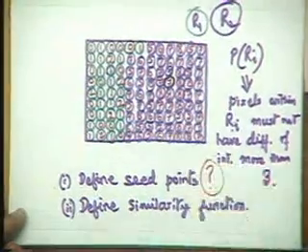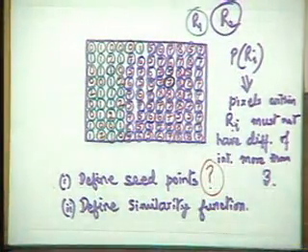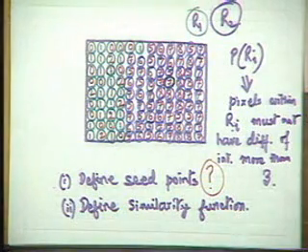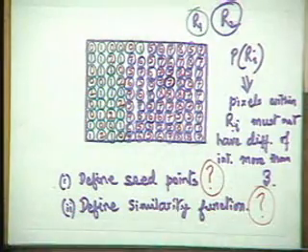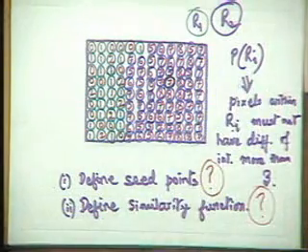Now, this approach looks pretty simple, no doubt, but there are two important questions which must be answered. The first is: define seed points, and I put a big question mark over here. How do I decide which are going to be the seed points? The second aspect is: define the similarity function. I put a big question mark there also: what kind of similarity function do I choose? Is it always true that the similarity function is based on the intensity values?